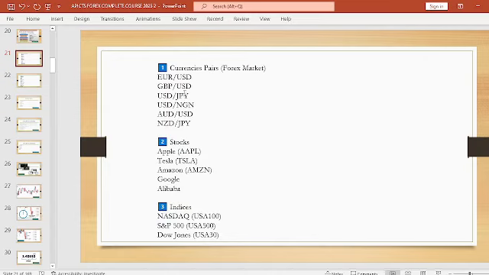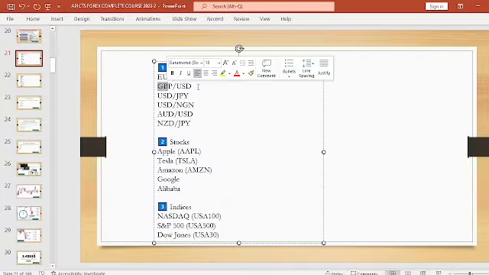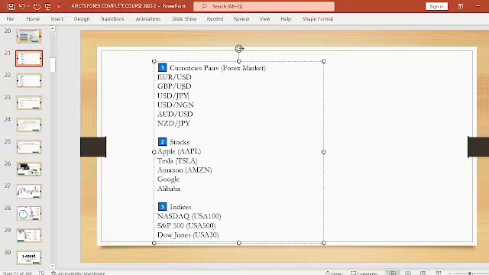So now we have currency pairs. We have EUR/USD. The one on your left is called the base currency, and the one on your right is called the quote currency. Then we have GBP, that's Great British Pound, versus the United States dollar. Usually, the first two letters are the name of the country, and the last letter is the name of the currency of that country.